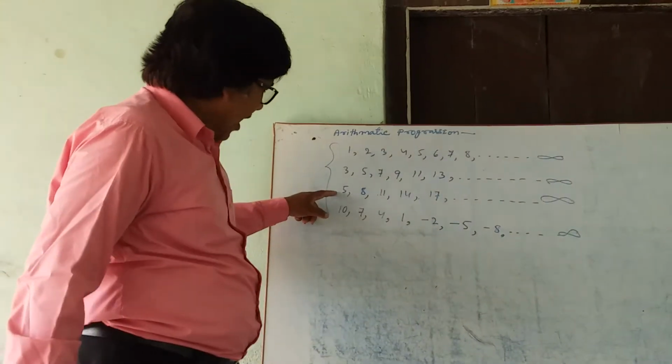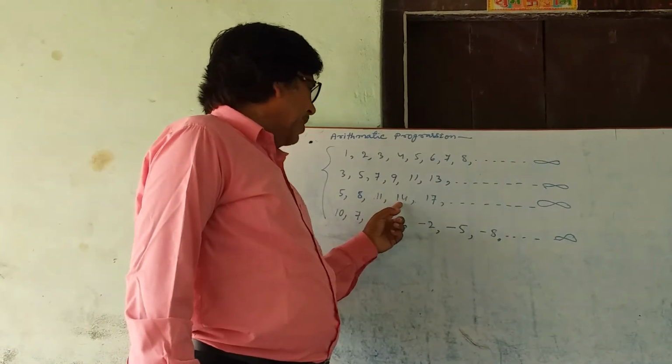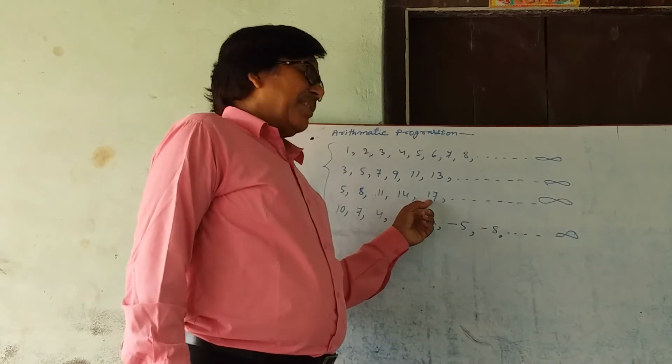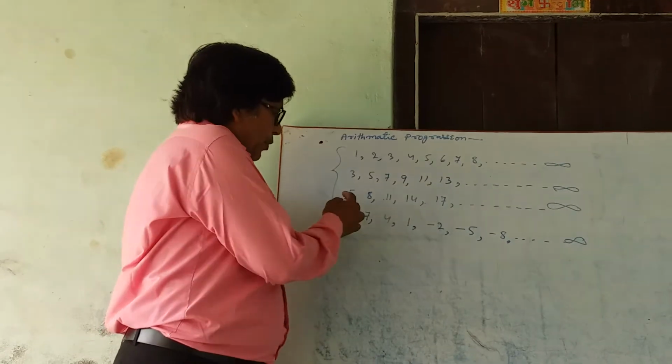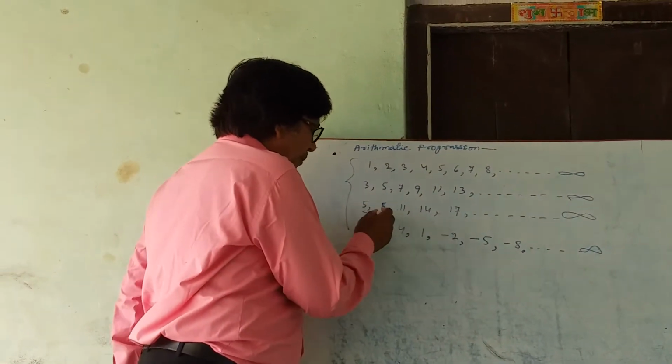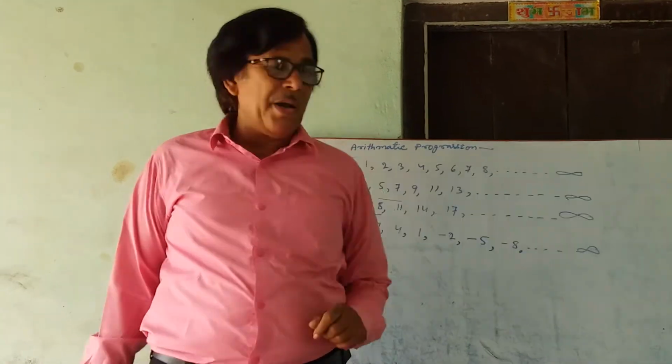Again, the third sequence: 5 plus 3 is 8, 8 plus 3 is 11, 11 plus 3 is 14, 14 plus 3 is 17, and so on. Here also two successive members differ by 3, the same difference, which is called the common difference.